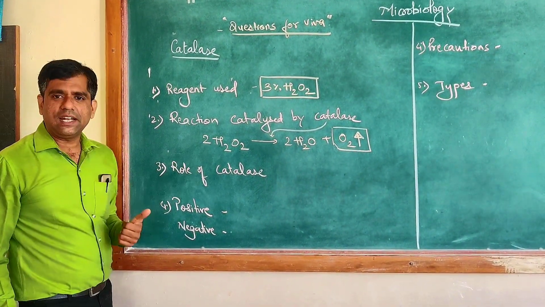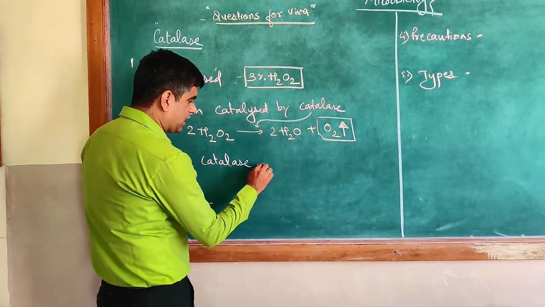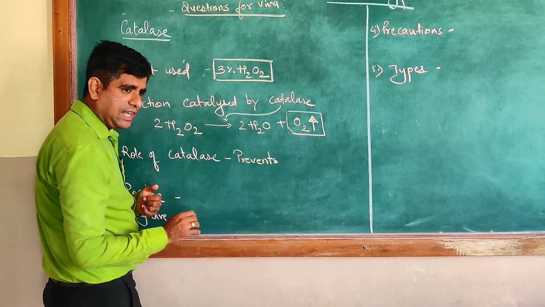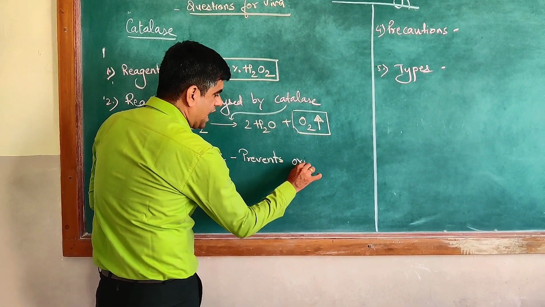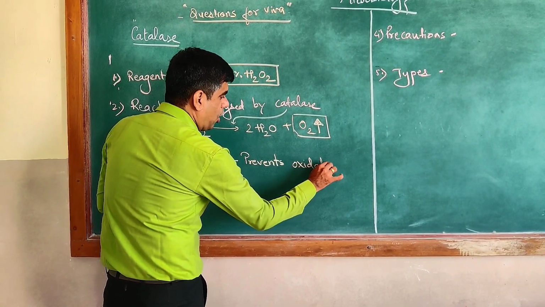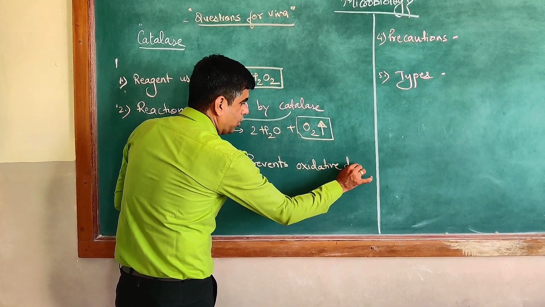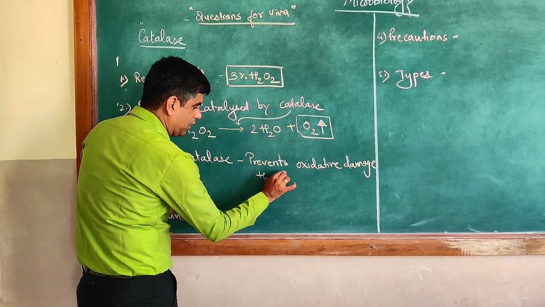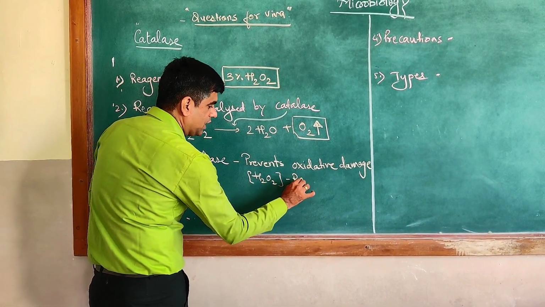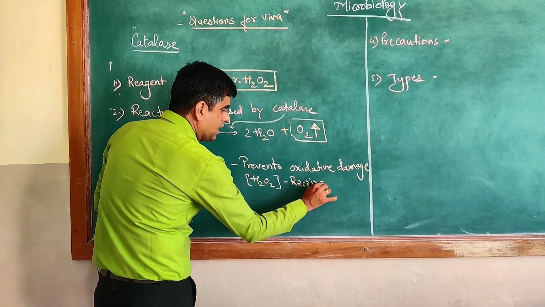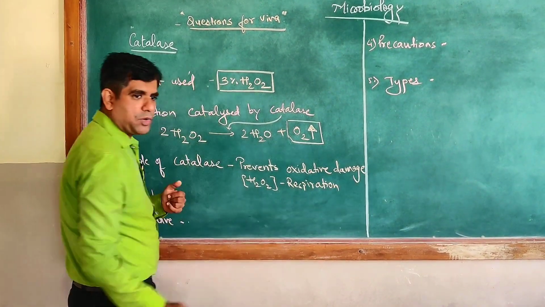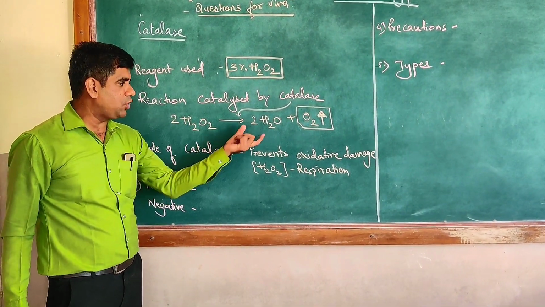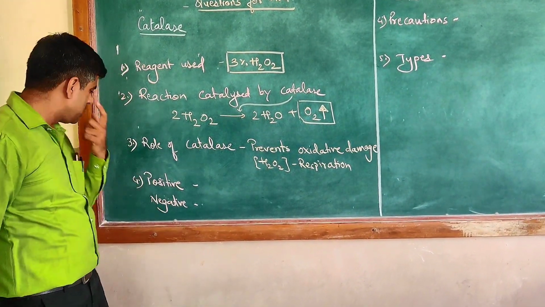What is the role of catalase? This catalase in the organism prevents the cell which is producing the catalase from the oxidative damage of the reactive oxygen species. So whatever oxidative damage would have been done due to species like hydrogen peroxide, which are formed during aerobic respiration, this particular damage is prevented because catalase breaks down this hydrogen peroxide to form water and oxygen.